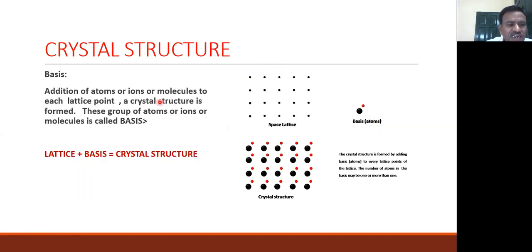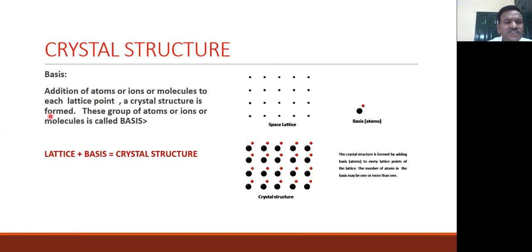Now you see, this lattice plus basis, all together, is called a crystal structure. This is the base lattice. These are the bases. It may be a single atom, or it may be ions, like sodium chloride, cesium chloride. Here, an atom or ion is attached to each lattice point. Altogether, I will call it a crystal structure. What is the definition of basis here? The addition of atoms or ions or molecules to each lattice point in a crystal structure.